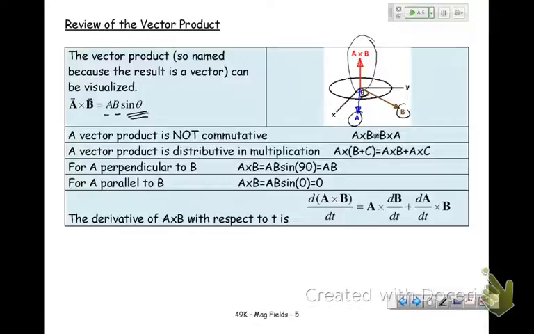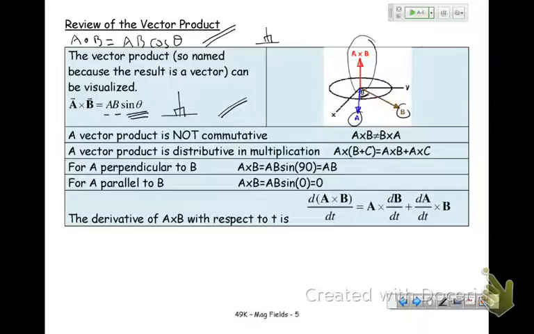And remember to compare and contrast. A dotted with B would have a magnitude which is the magnitude of A times the magnitude of B times the cosine of the angle between. So dot products work great for things that are parallel, but they're not good for things that are perpendicular. Whereas cross products work great for things that are perpendicular, but not so good for things that are parallel.